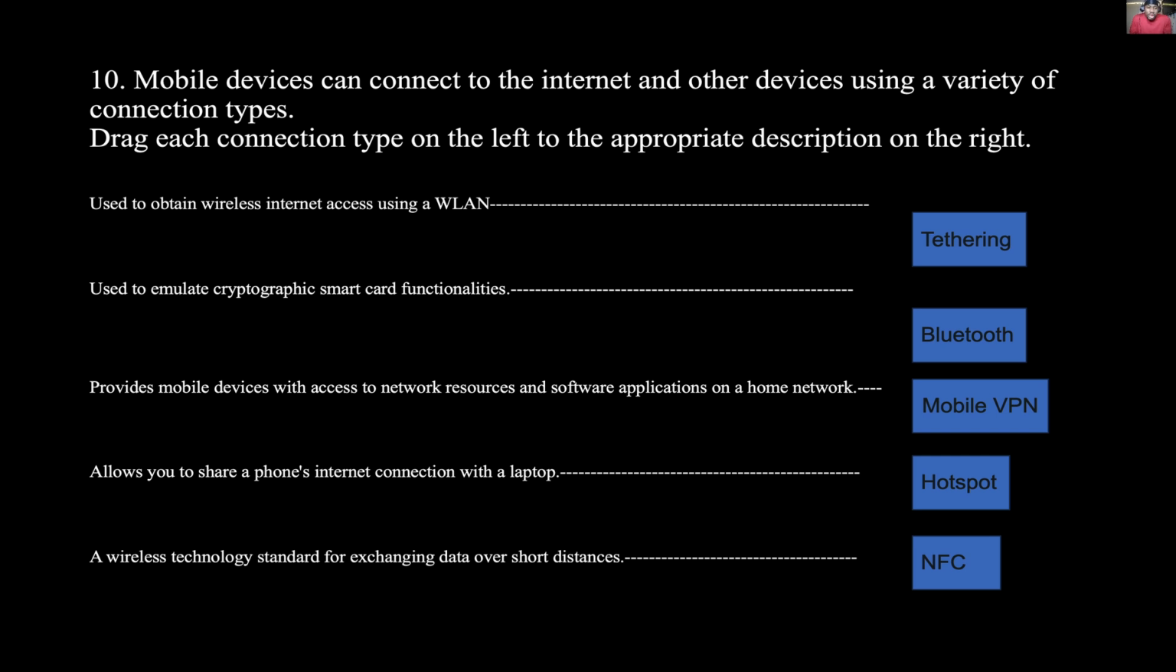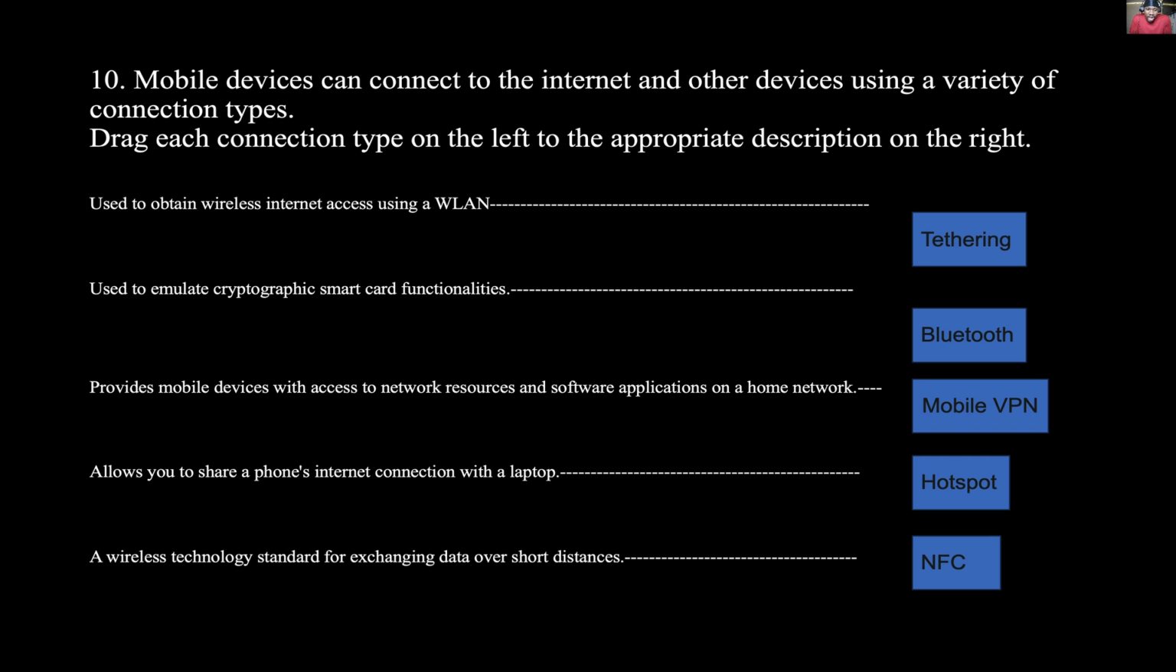So, question 10. Mobile devices can connect to the internet and other devices using a variety of connection types. Drag each connection type on the left to the appropriate description on the right. So we have the questions on the left and the answers on the right, but now we have to arrange it.